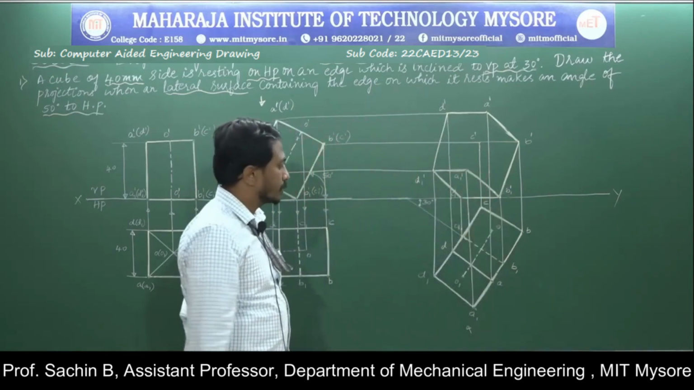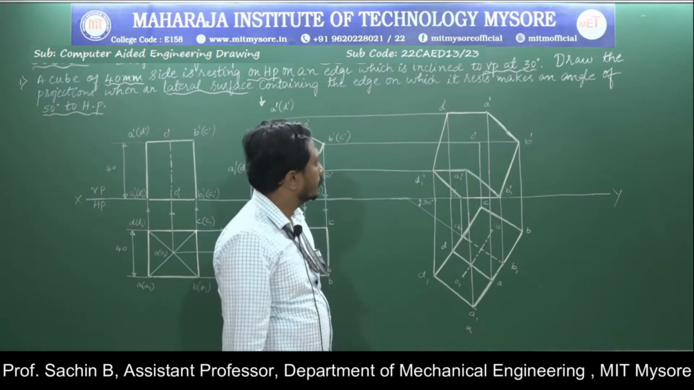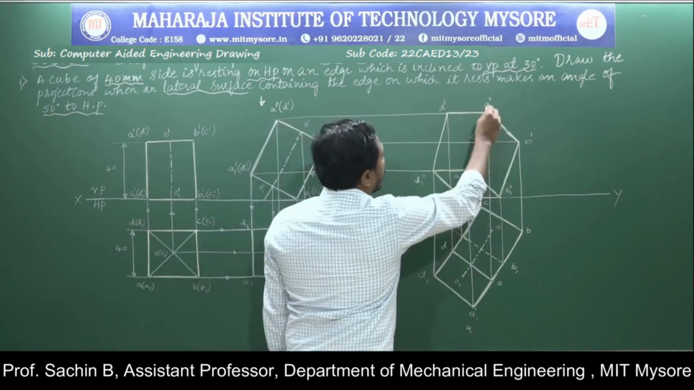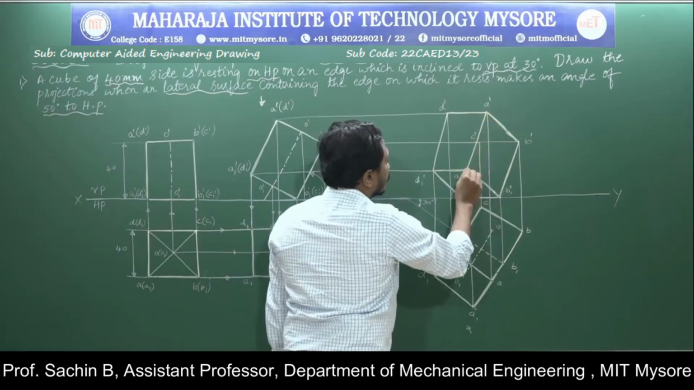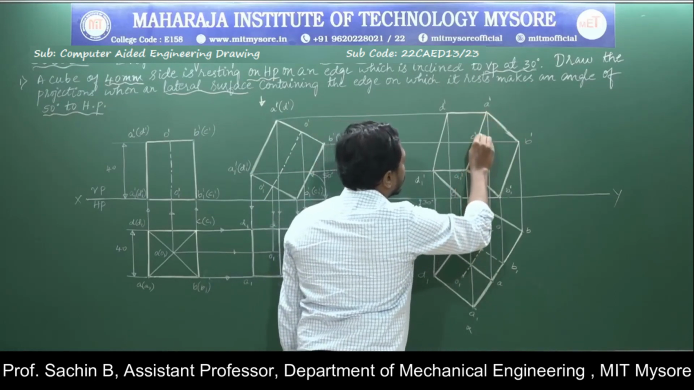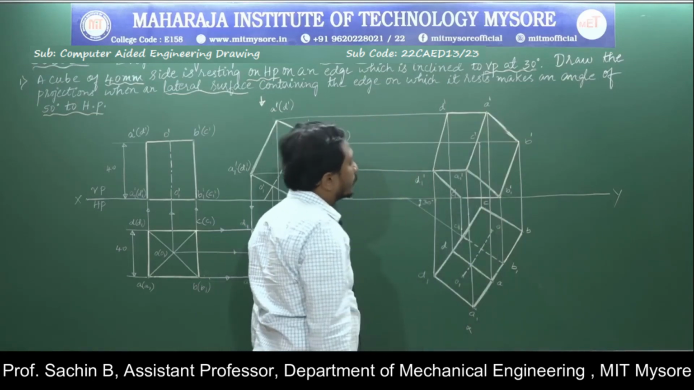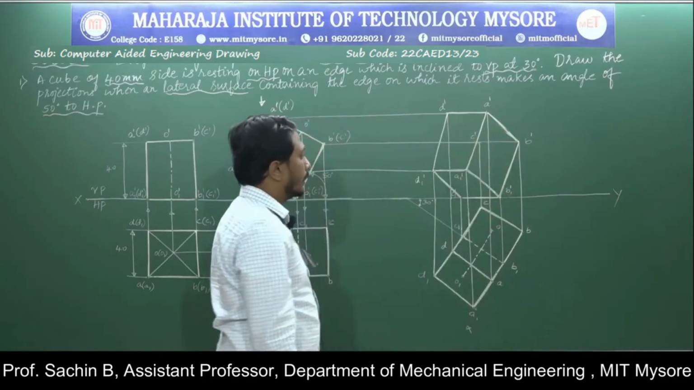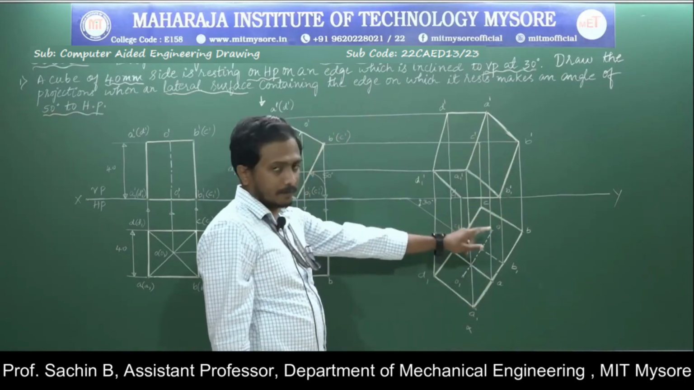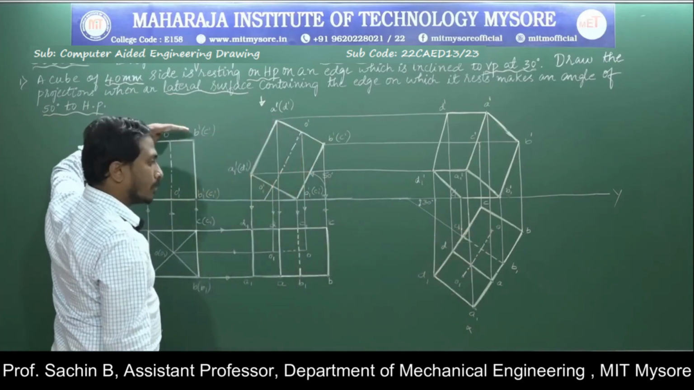Next, one more thing, A1 to A is clearly visible. A1 to A is available here. A1 to A is clearly visible for us. And B1 to B is clearly visible. B1 to B is already visible for us. And for this, this is the base part and this is the top part.